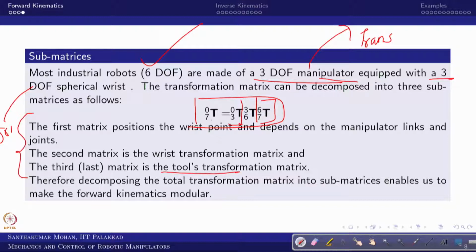So now you can see that the last one defines the tool orientation, the middle one says how the tool is oriented with respect to the wrist, or with respect to base how the wrist is oriented, and the first 3 say with respect to base where the wrist is placed. Okay. So this decomposition would be really beneficial when we go for inverse kinematics. That is the whole idea: this decomposition gives modularity, and that modularity makes it much easier when we go from forward to inverse kinematics.